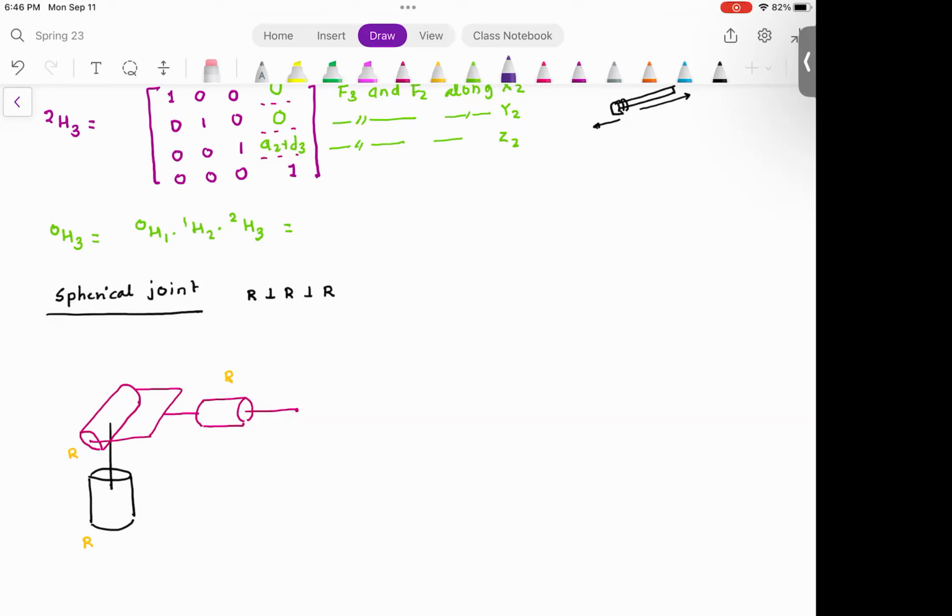Let's first identify the axes. So this is going to be my Z0, X0, Y0. Everyone okay with this? This is going to be my Z1. This is going to be my Y1. And this is going to be my X1. Y0 can be in the opposite direction. That's totally fine, but I just drew it like this. If you draw Y0 in the opposite direction, the only thing is your projection matrix will be different. Other than that, it should be fine.